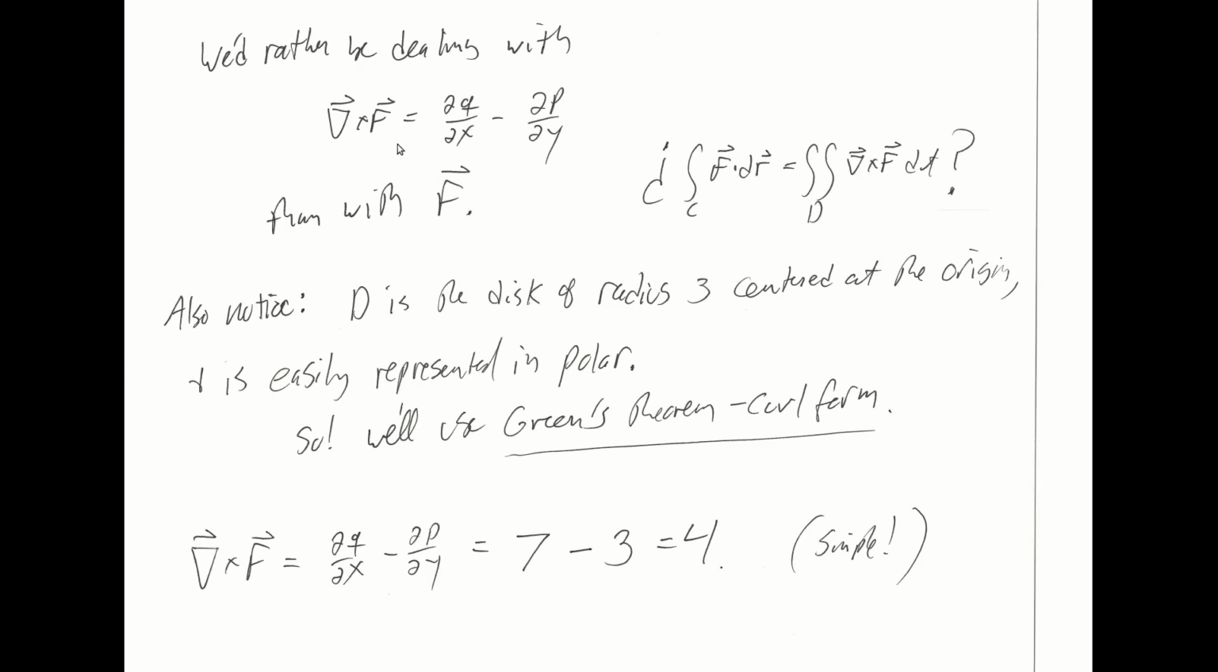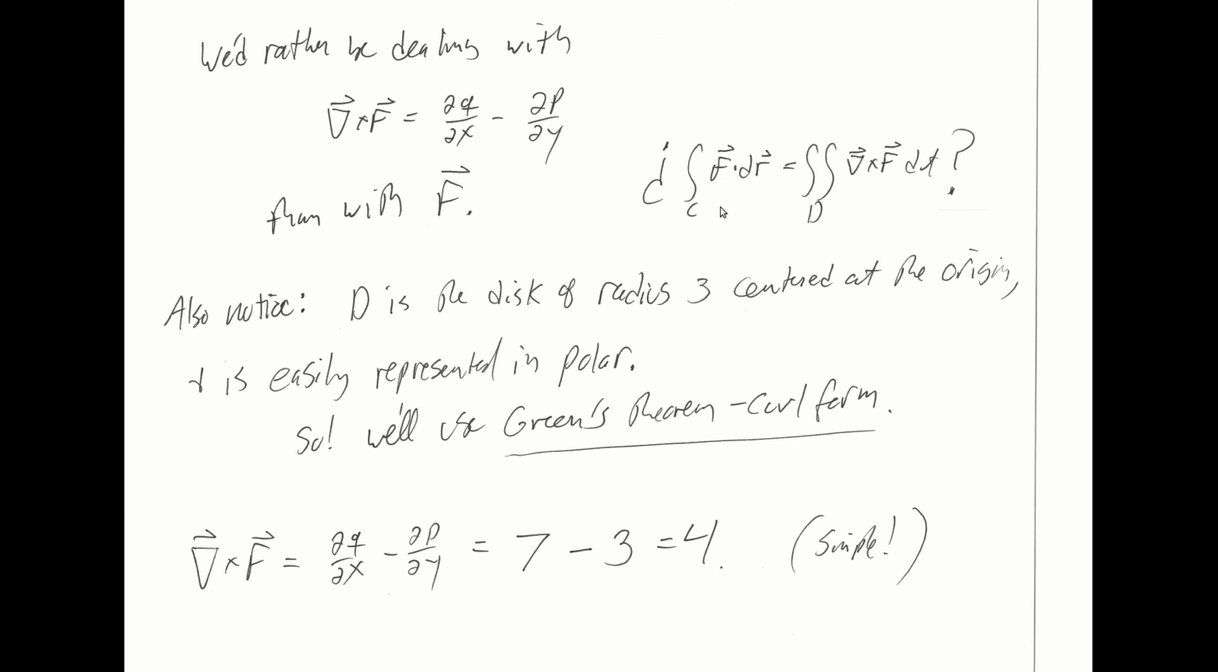So I would rather be dealing with the curl, which looks like this, the partial of q with respect to x minus the partial of p with respect to y, than with f hat. The fact that I would rather be dealing with the curl of f hat than f hat makes me think, well, why don't I use Green's theorem? So at this point, Green's theorem has begun to present itself to me as an option. I feel like that might make things better.